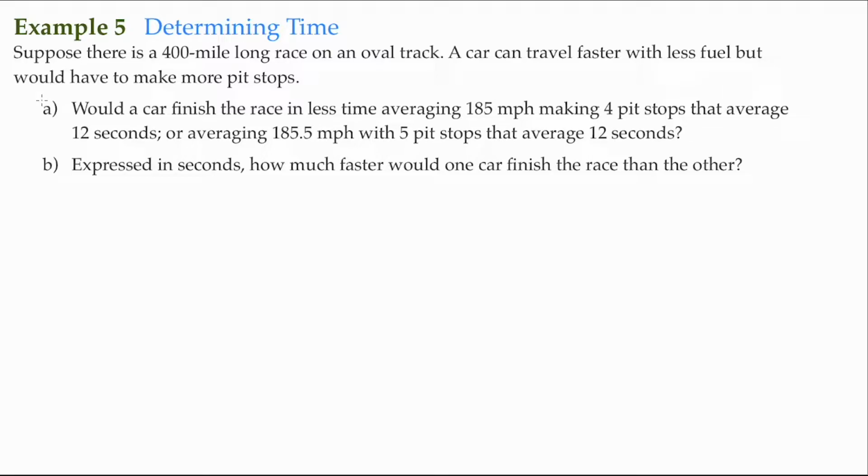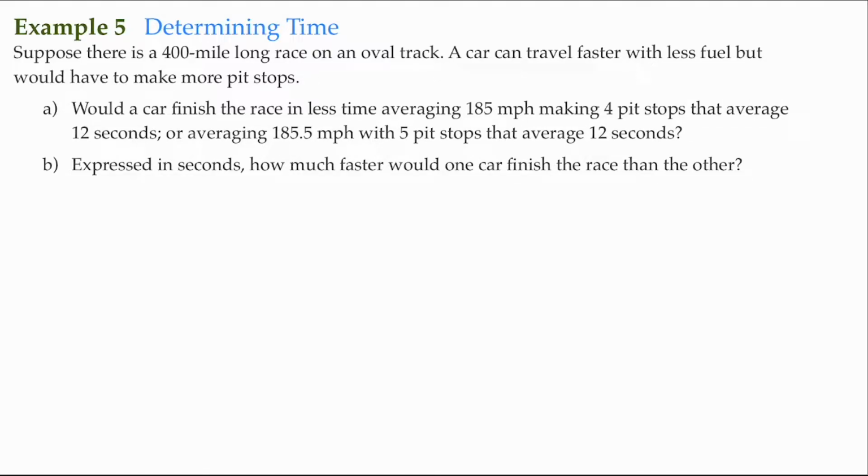It says, would a car finish the race in less time, averaging 185 miles per hour, making 4 pit stops that average 12 seconds, or averaging 185.5 miles per hour with 5 pit stops that average 12 seconds? So we have two cars. One's traveling at 185 miles per hour. He has to make 4 pit stops that average 12 seconds. The other one's going faster, only half a mile per hour faster. But he has to make an extra pit stop.